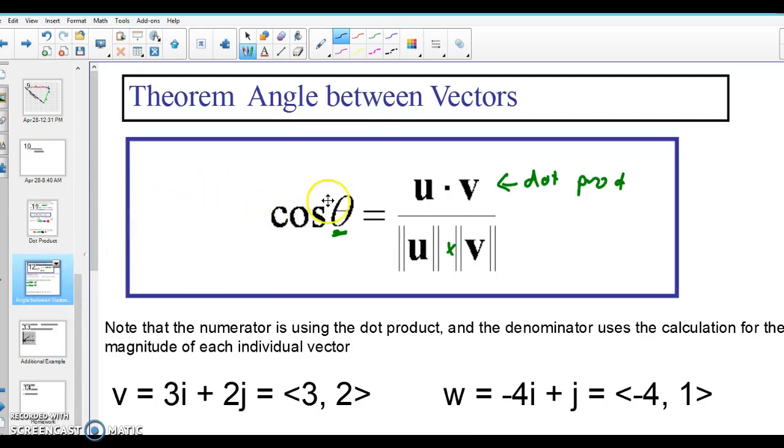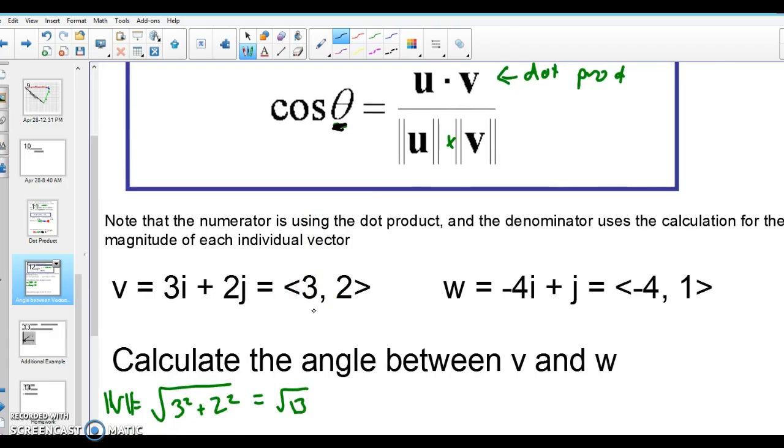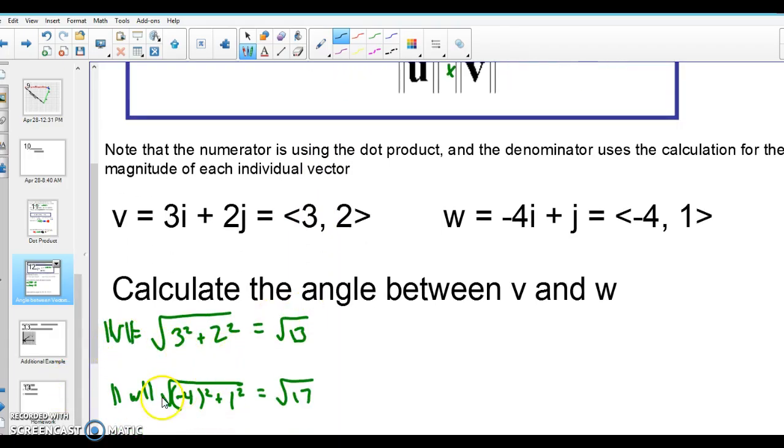Okay, the last formula is the angle between two vectors. So if I have vectors u and v, or v and w, or whatever I have, the cosine of the angle, so this is what I'm looking for, is equal to the dot product in the numerator over the magnitude of each multiplied together, the product of the magnitudes. So first example, we have v and w. We calculated last time their magnitudes. So to set up the cosine formula, cosine of theta is equal to the dot product of 10, we got a minute ago, over root 13 times root 17.